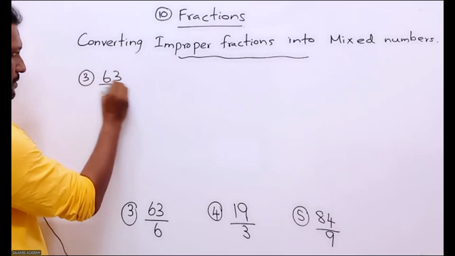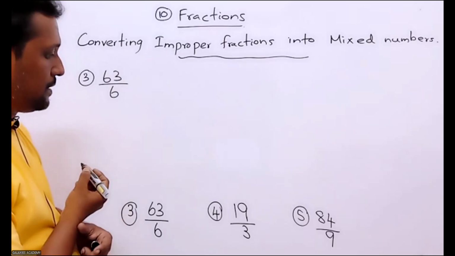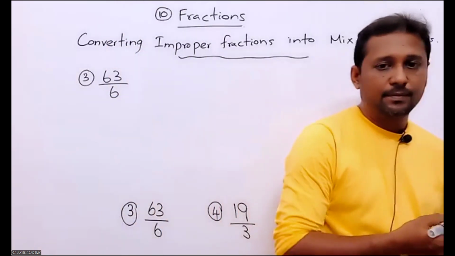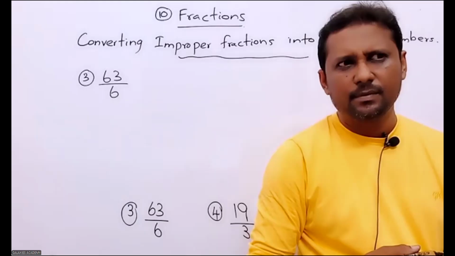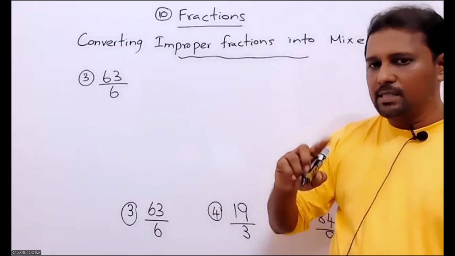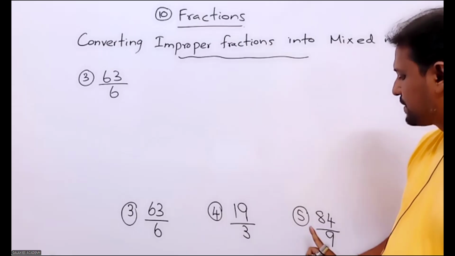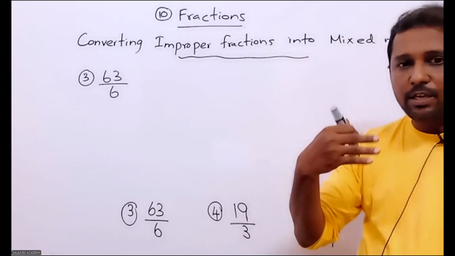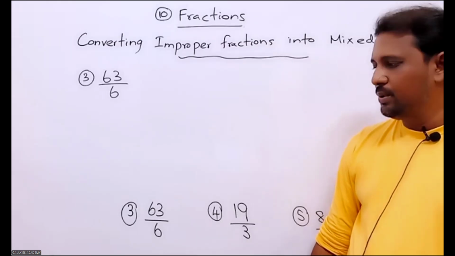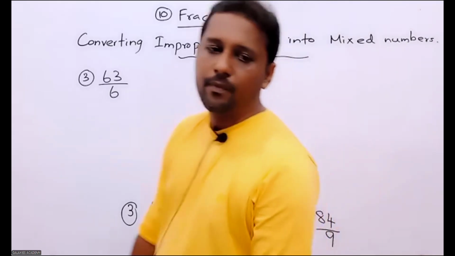Excuse me, sir. Yes. What did you do? I had a connection problem. Which one did you do finally? Converting improper fractions into mixed numbers. Then I gave two examples I discussed earlier. After that, I gave another three questions for you to do alone. Now I'm going to discuss the answers to these three questions.